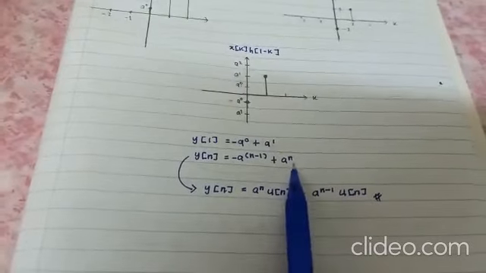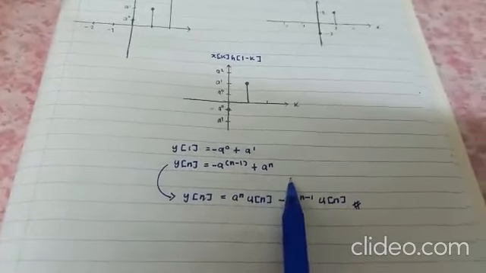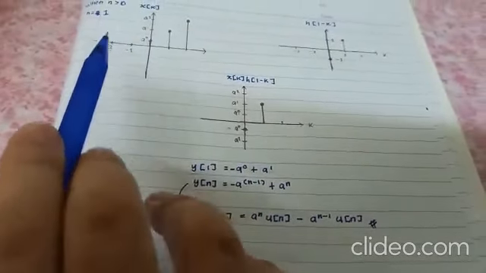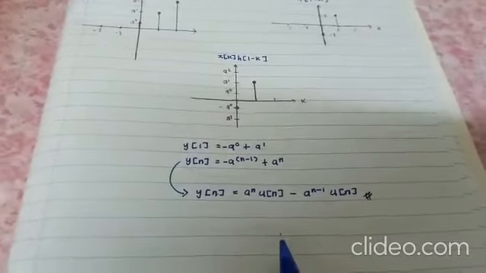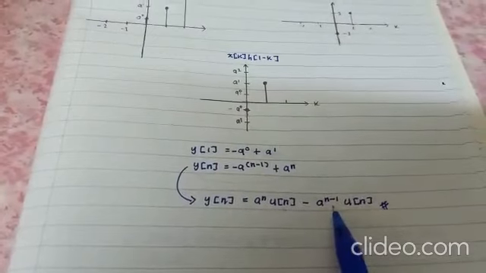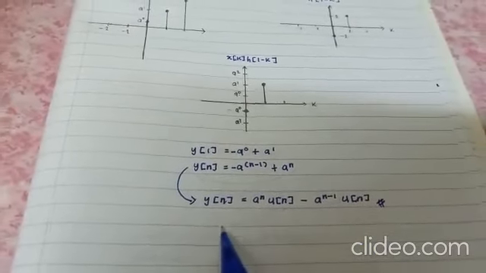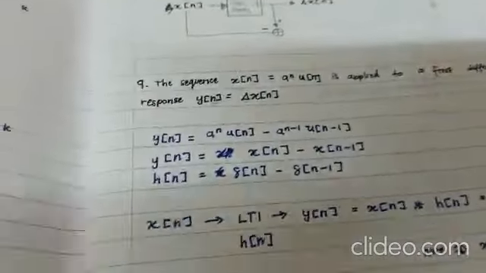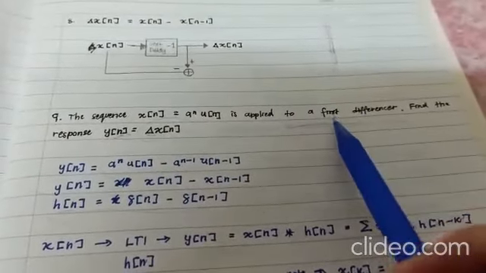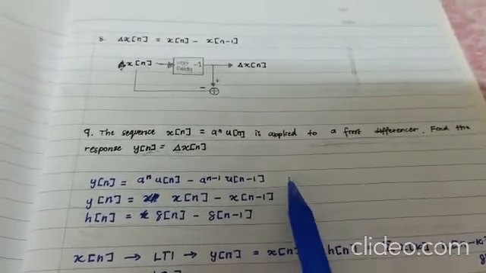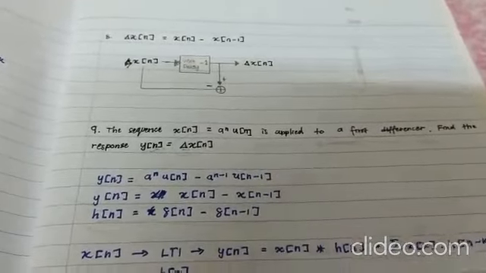For the response, we need to multiply it with the unit step so that we will not get any negative value, any value less than 0. So yn will become a^n u[n] minus a^(n-1) u[n]. This will be our response for yn, which we already understood from the start, where the first answer means that a^n will be subtracted by 1 on the next value. So thank you.